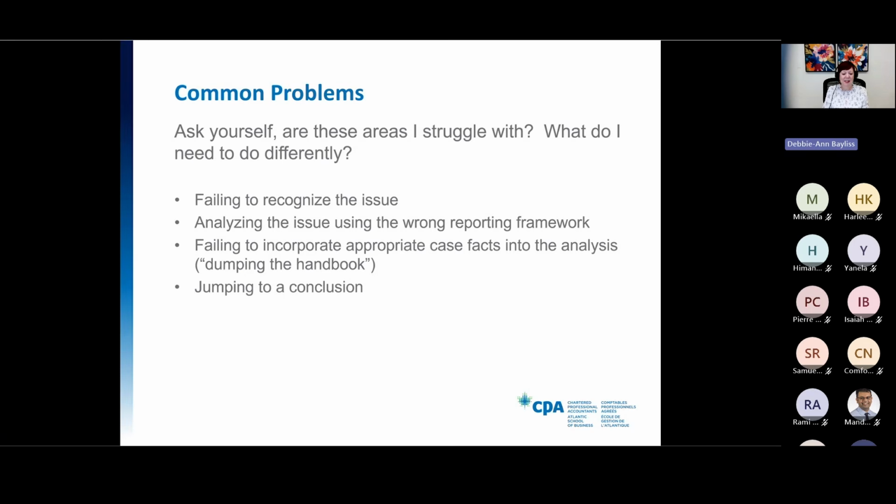And in some instances, candidates have simply jumped to a conclusion. Even if your recommendation is appropriate, if you haven't performed the requirements when it comes to the analysis, you will not achieve a competent response. The marker needs to understand your rationale and your thought process when you went through the analysis to determine how you arrived at your recommendation.